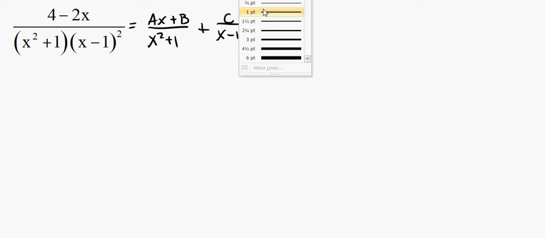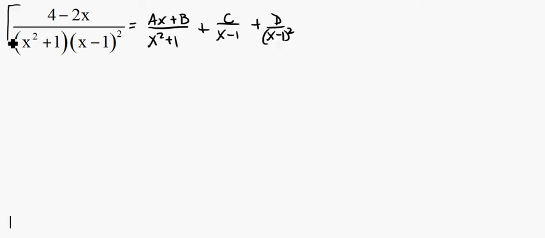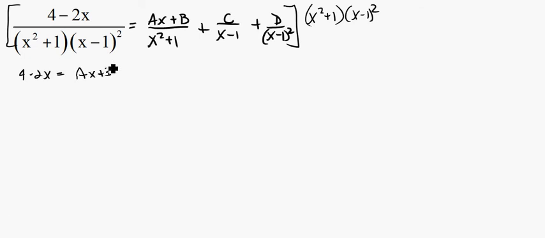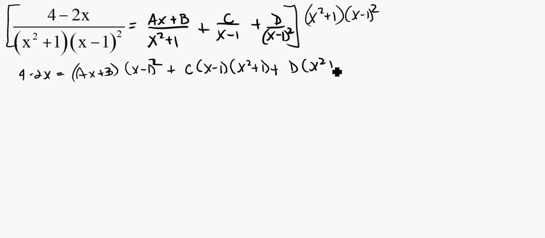So now I'm just going to change my thickness a little bit, and I'm going to multiply both sides by the common denominator. So that's x squared plus 1 times x minus 1 quantity squared. So left hand side is equal to 4 minus 2x. The right hand side is ax plus b times x minus 1 squared plus c times x minus 1 times x squared plus 1 plus d times x squared plus 1.